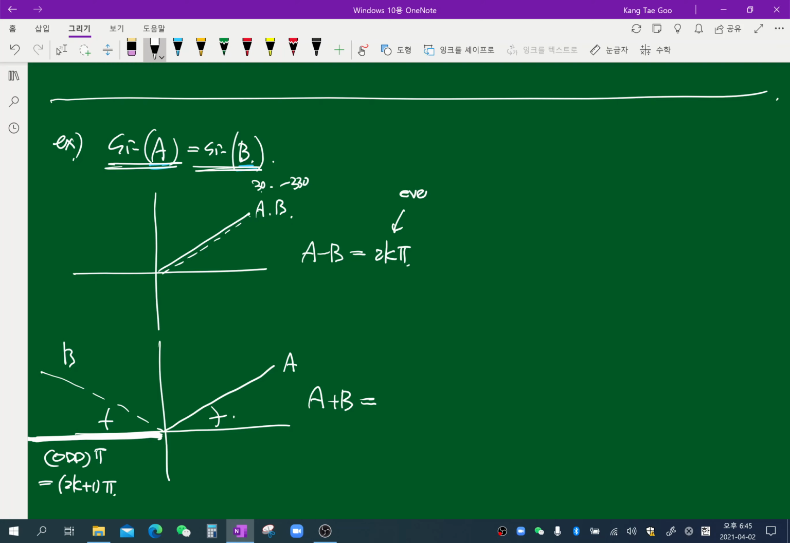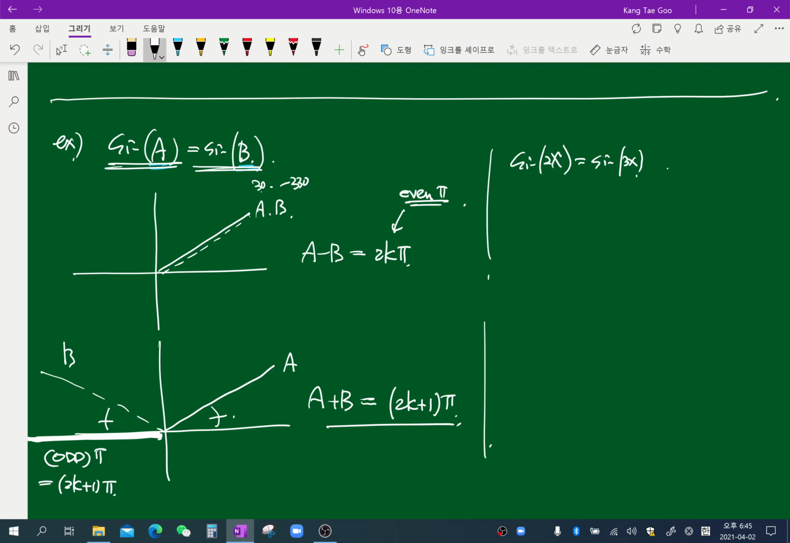So that a plus b goes to be 2k plus 1 pi. Okay? So go back to the original question. Sine of 2x is sine of 3x. Then x is in one revolution. Then how do we solve that?